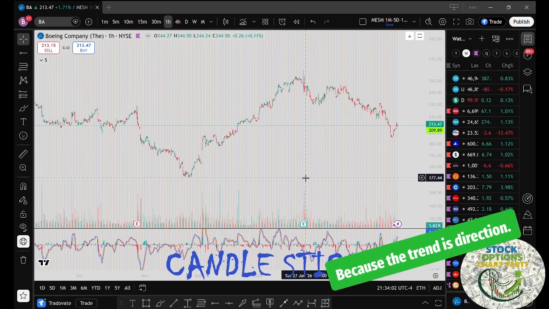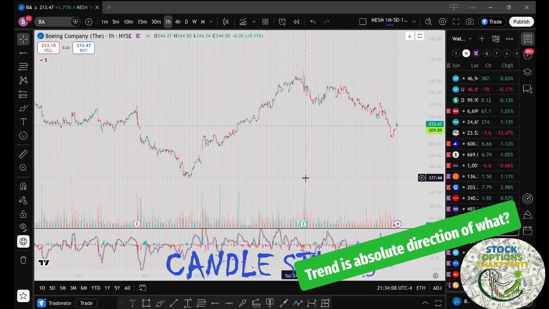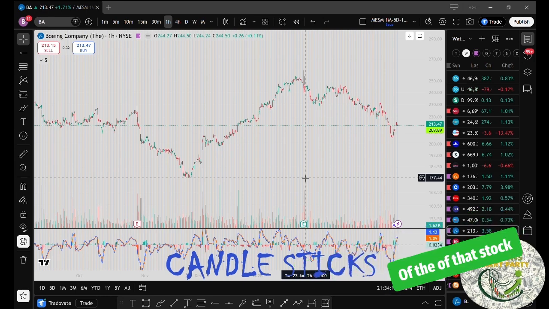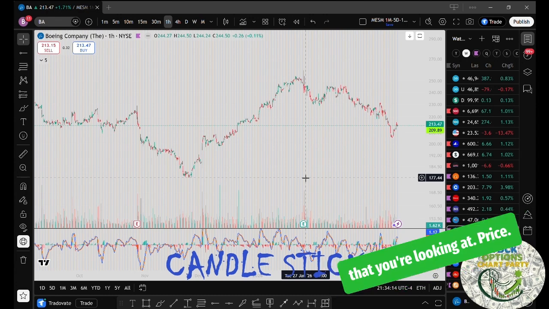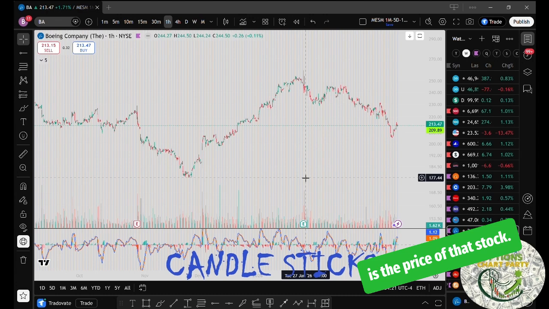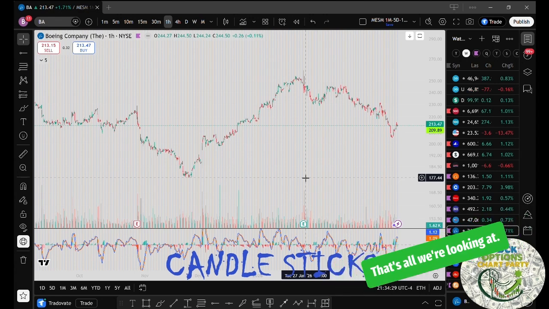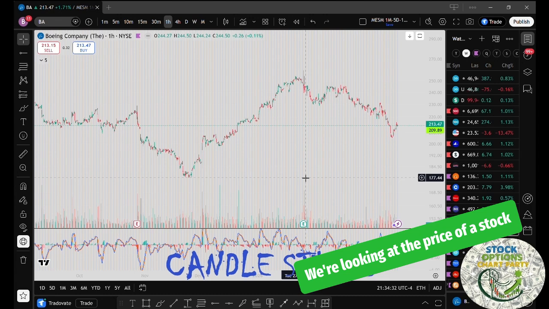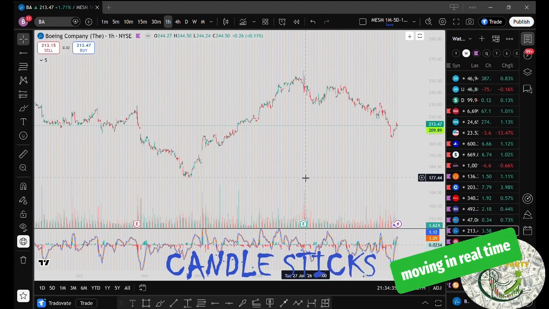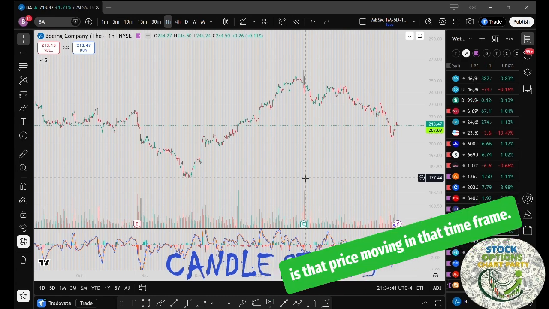Because the trend is direction. That's what trend is. Trend is absolute direction of what? Of that stock that you're looking at. Price. All the chart is showing you is the price of that stock we're looking at, where it's at, where it looks like it's going. That's all we're looking at. We're looking at the price of a stock moving in real time. Depending on what time frame we're looking at, that chart is that price moving in that time frame.